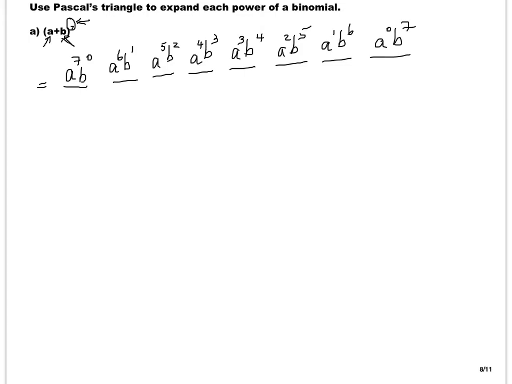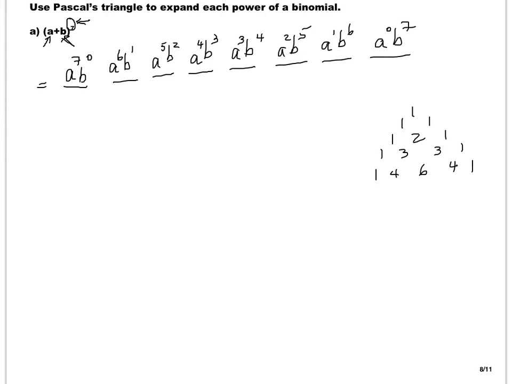Now, we need the coefficients here. Since the exponent is 7, I have to expand Pascal's triangle until row 7. Remember that Pascal's triangle starts with row 0. So this is first, then we get 1, 1, 1, 2, 1, 1, 3, 3, 1, 1, 4, 6, 4, 1. If you want to know when to stop, just look at the number of terms.